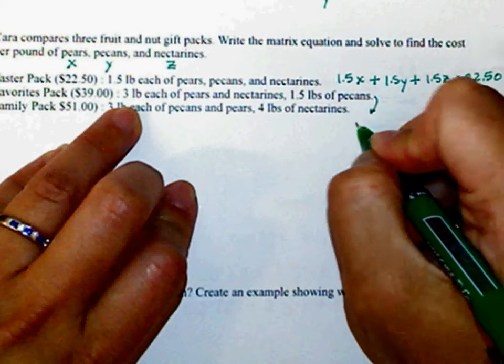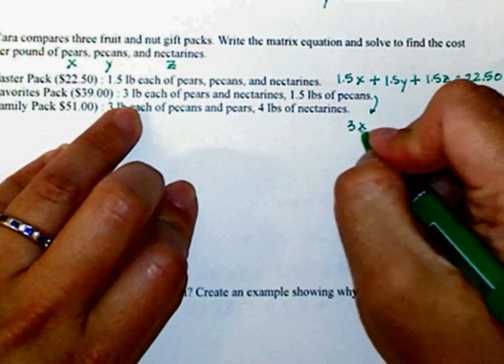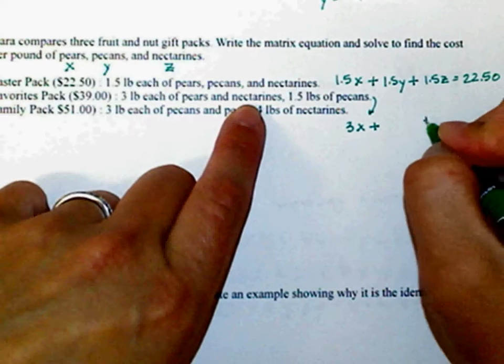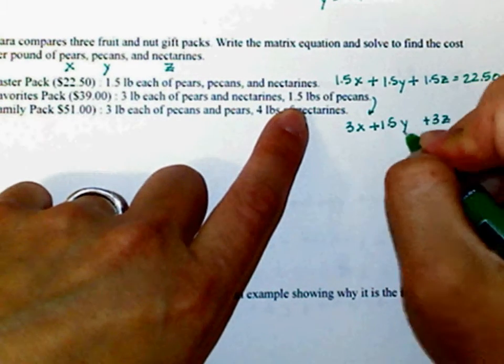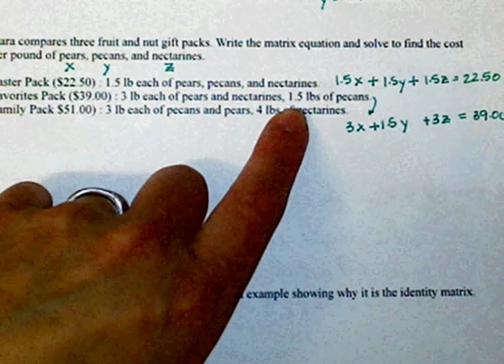Okay. You got 3 pounds of pears. Remember, pears is your X. Plus 3 pounds of nectarines. Nectarine is your Z. Plus 1.5 pounds of pecan. And all that is going to equal $39. Okay.